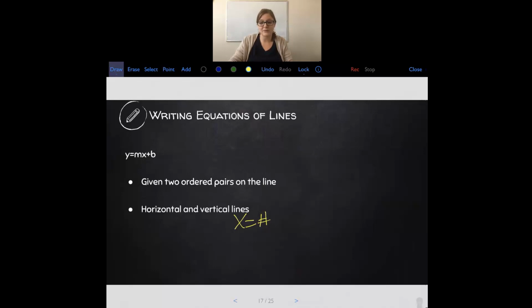So previously, we were given the slope and the y-intercept, or we were able to get it from a graph. And now we'll be given 2 ordered pairs that are on the line and use that. And then we'll discuss writing the equation of a horizontal and vertical line.